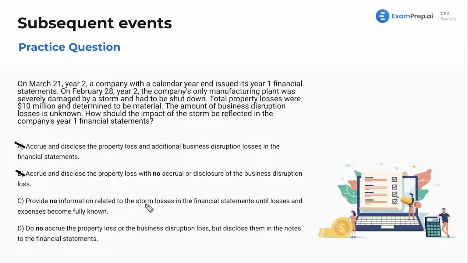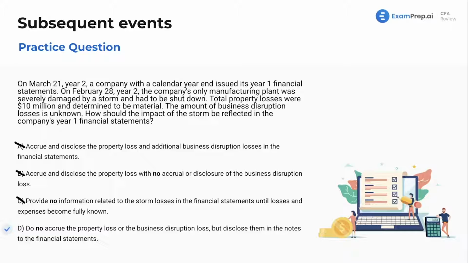Provide no information related to the storm losses in the financial statements until losses and expenses become fully known. No, we are going to let our investors, the readers of the financials, know about this. It's material, and it's going to severely affect the company going forward. We just are not going to put a number down yet because it didn't happen in year 1. Lastly, do not accrue the property loss or the business disruption loss, but disclose them in the notes to the financial statements. I'm going to say yes there, because year 1 will be accurately portrayed and readers will know that this did happen in year 2 and it will affect year 2, but it will not affect year 1.